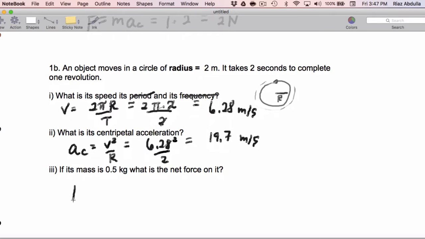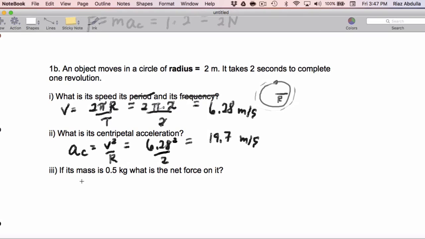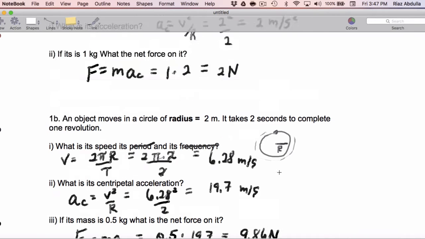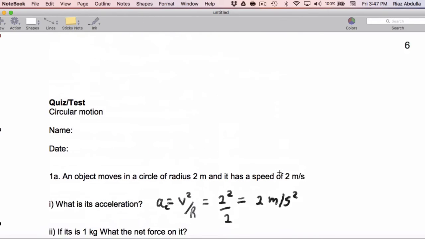If you want the force, that's F, which is the mass times the centripetal acceleration, and that's going to work out to be 0.5, which is the kilogram mass, times 19.7, and that'll give us 9.86 newtons. So that's page 1 of the practice test.